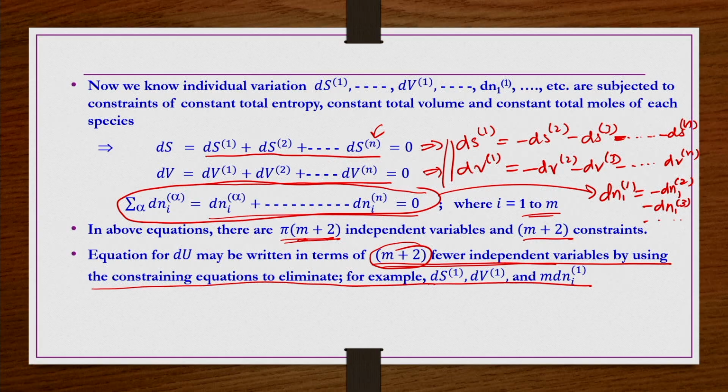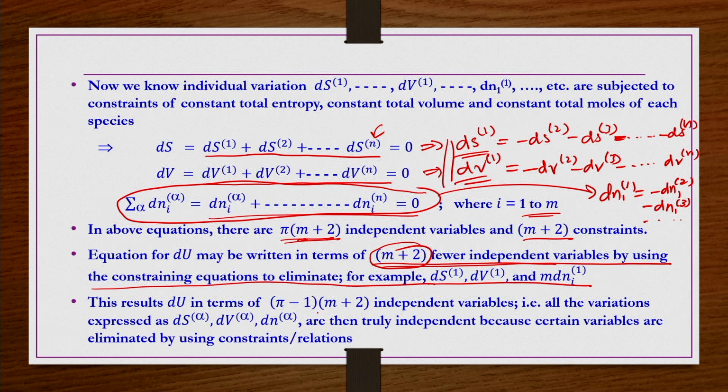Okay. So, this is an important one. Based on these relations only, whatever way we are writing ds1 and dv1, we are going to prove that T1 is equal to T2, P1 is equal to P2, and mu1 in phase 1 is equal to mu1 in phase 2, etc. Those kinds of things we are going to prove here.